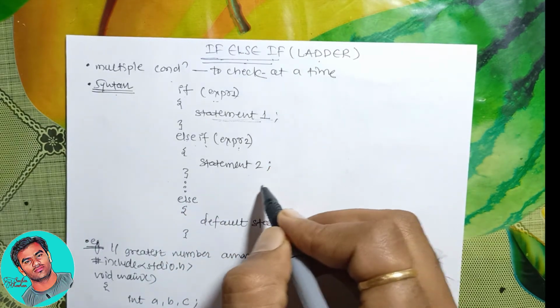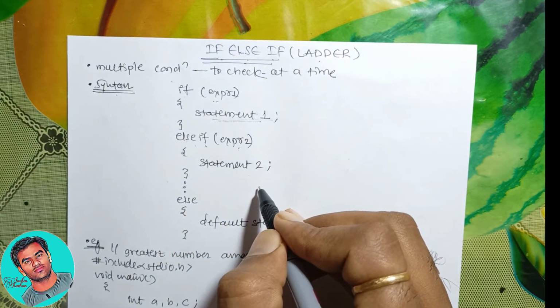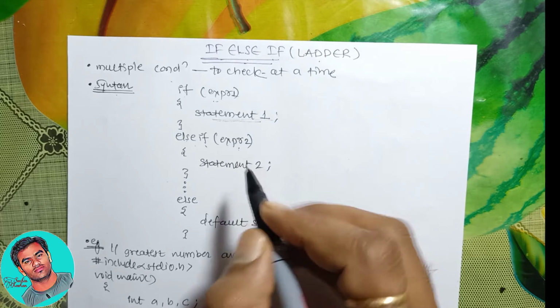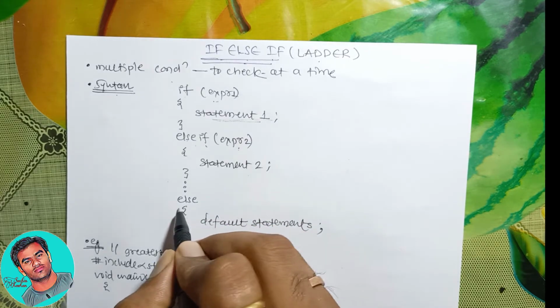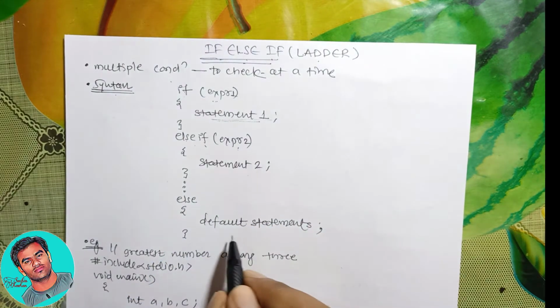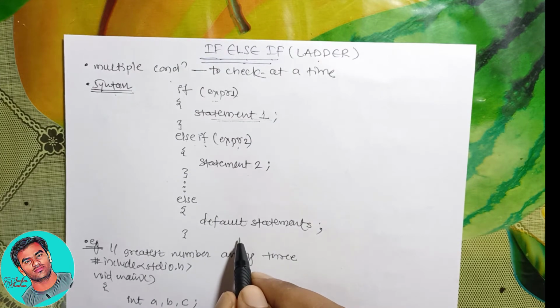if all these conditions get false, we need to have a default statement. That's why at last there is a statement called else, which has the default statements to be executed.